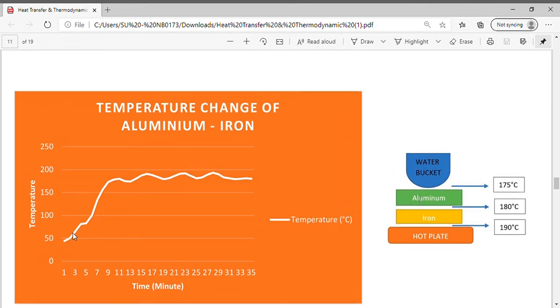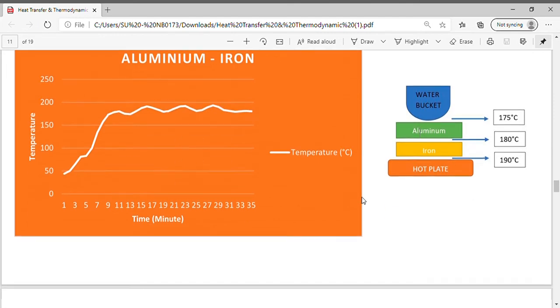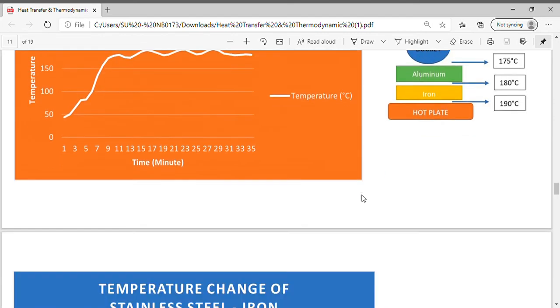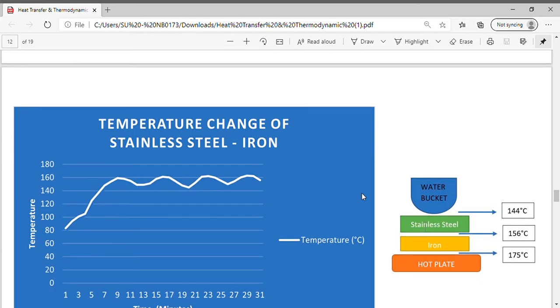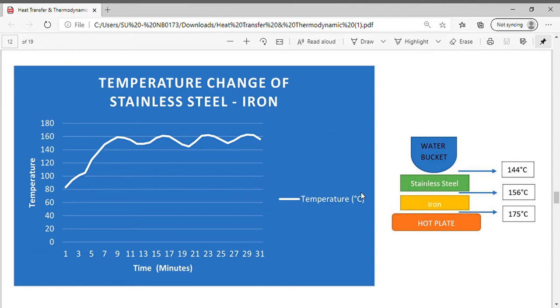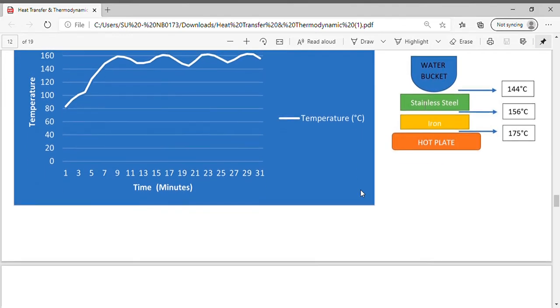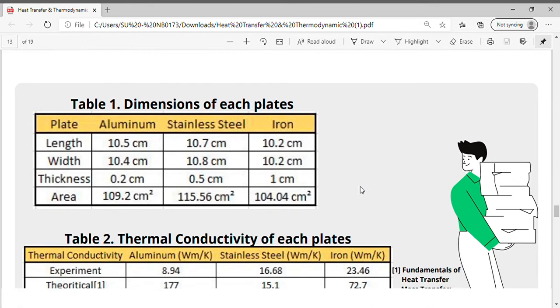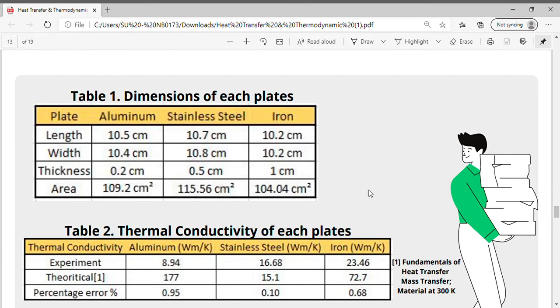Same as sandwich 2, it also showed a similar pattern. At a certain time, it dropped because the hot plate was turned off. I tried to turn it on when it turned off by itself, but it didn't affect anything. So that is another piece of information that I received.